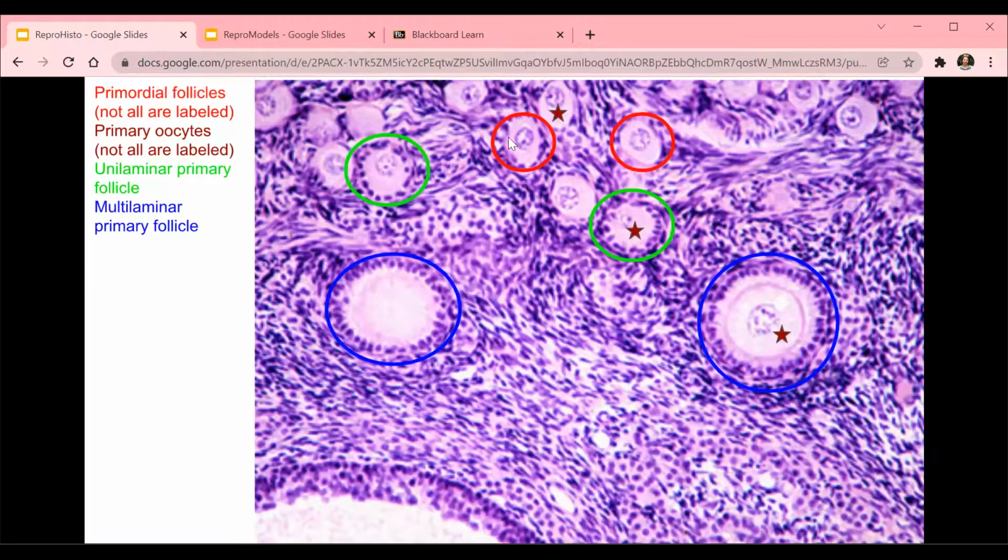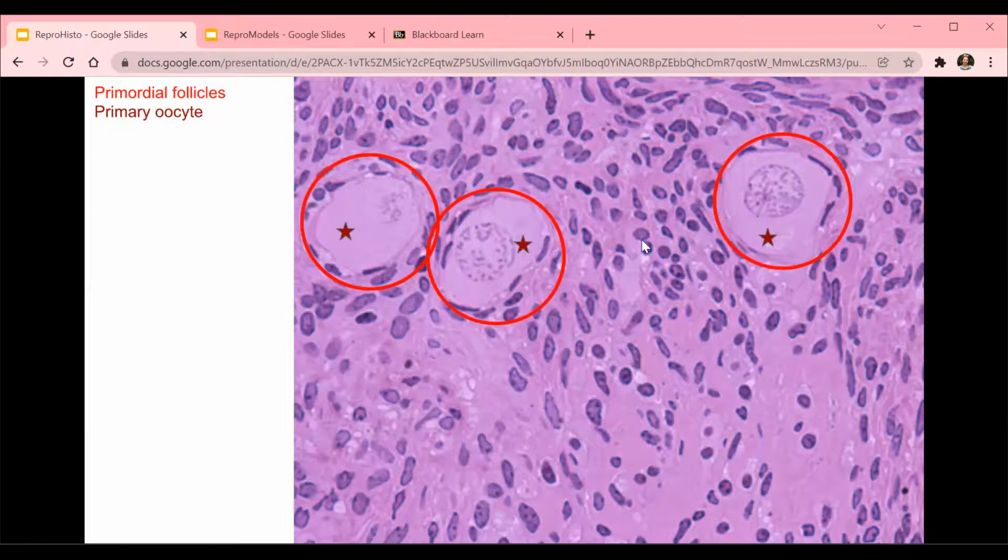Here you can see the primordial follicle. After that you have unilaminar primary follicle. They grow and make multilaminar primary follicle. All of them are primordial follicles. They contain oocyte in the center and flat granulosa cells around.